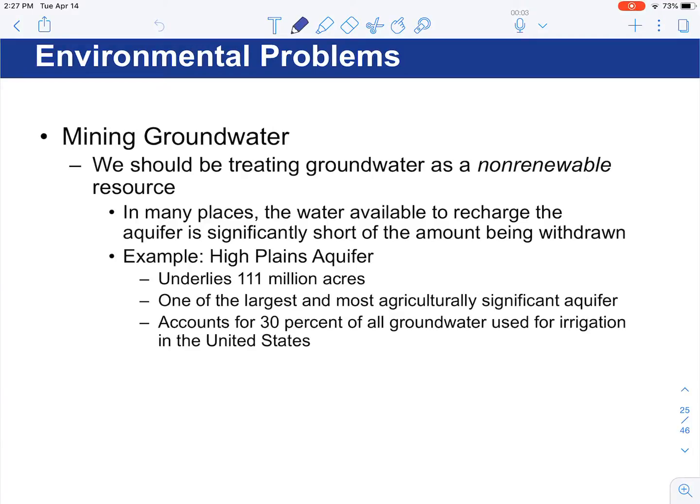All right, here we are in the third part of my three-part groundwater series. And we're going to talk about mining groundwater. So, mining groundwater is just water extraction through wells.